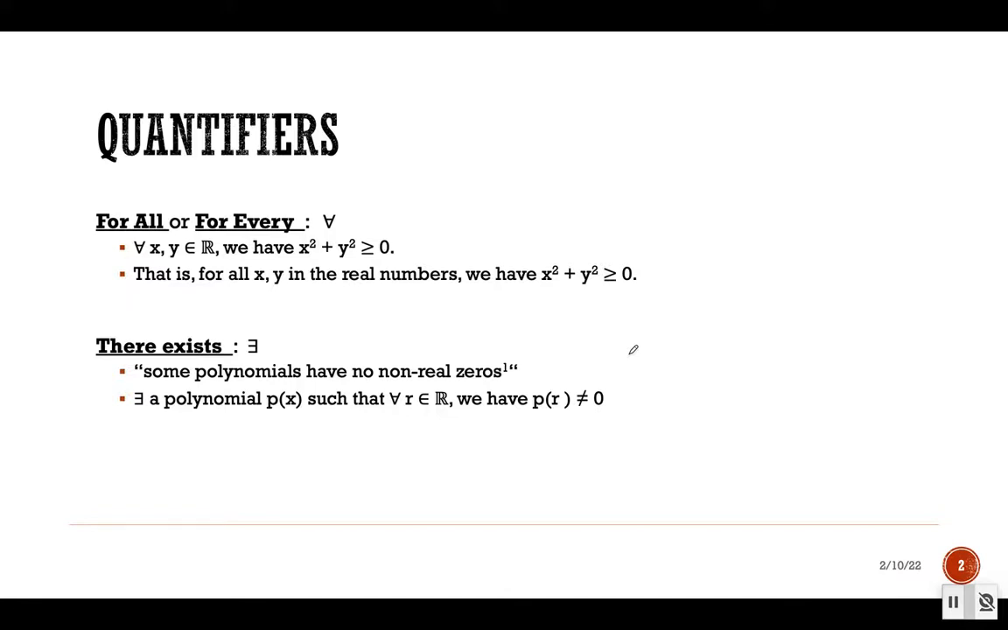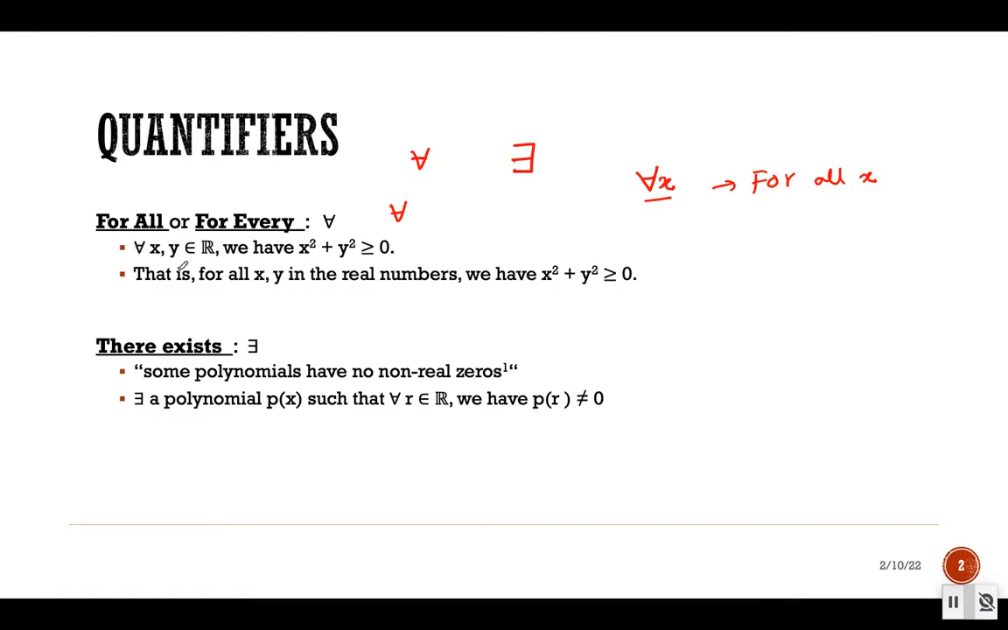For the discussion of function, we'll just learn about two basic quantifiers, this one and this one. This quantifier, we write it like a reverse A. It means for all or for every. Whenever we use this symbol and then a variable, it will be read as for all x, or for every x.